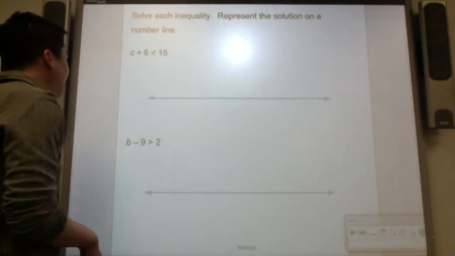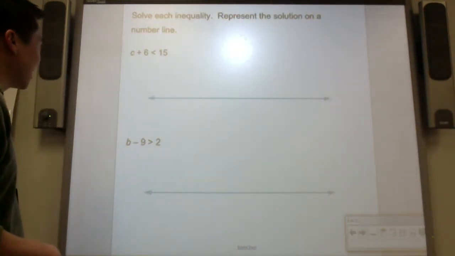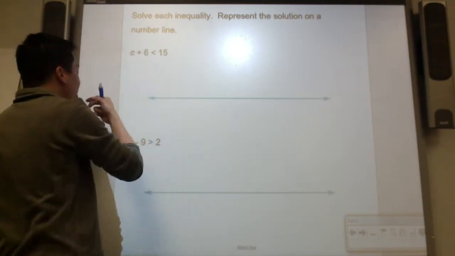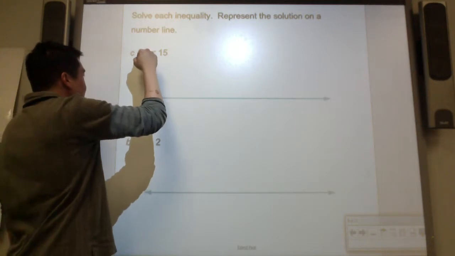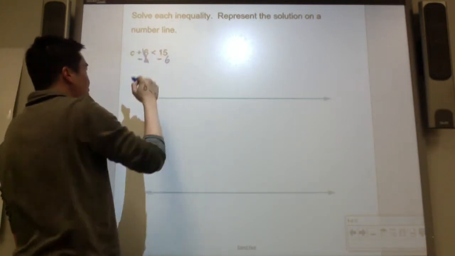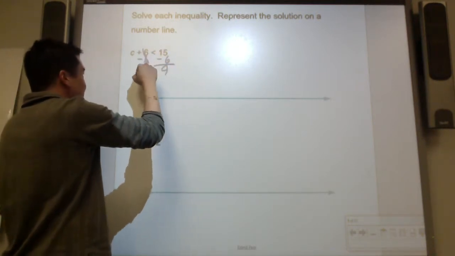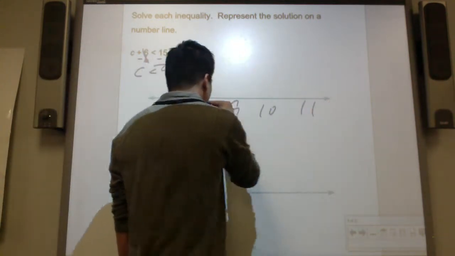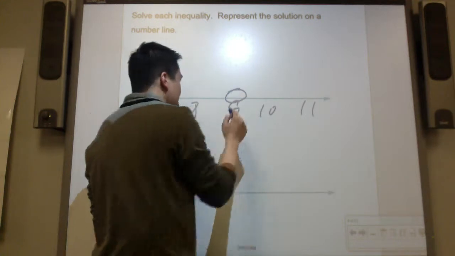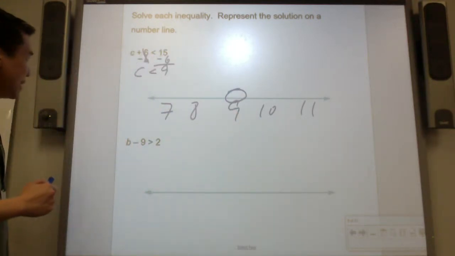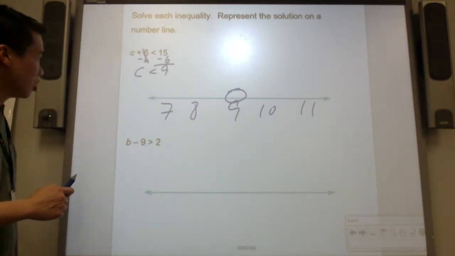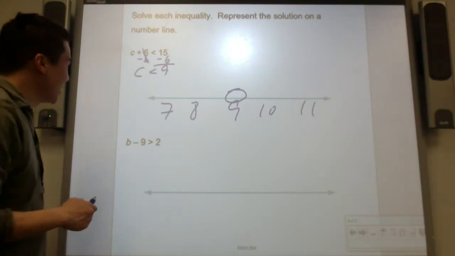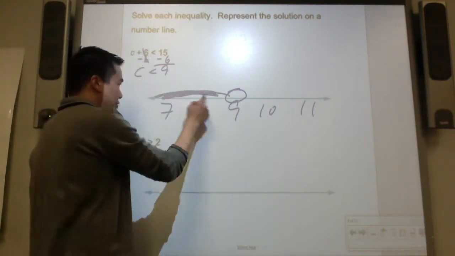So c plus 6 is less than 15. Again, what operation is the inverse of plus 6? Minus 6. 15 minus 6 is 9. c is less than 9. So we have 9, 10, 11, 8, and 7. Open circle. c is less than 9. So what numbers are less than 9? Is 8 less than 9? Is 7 less than 9? It is. This one goes this way.